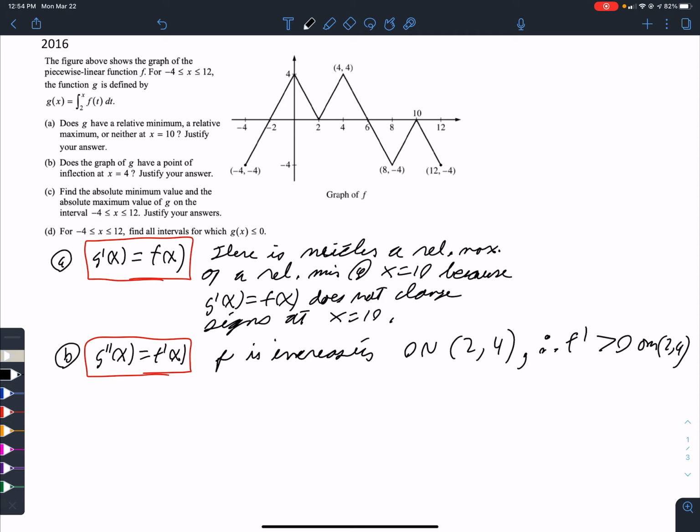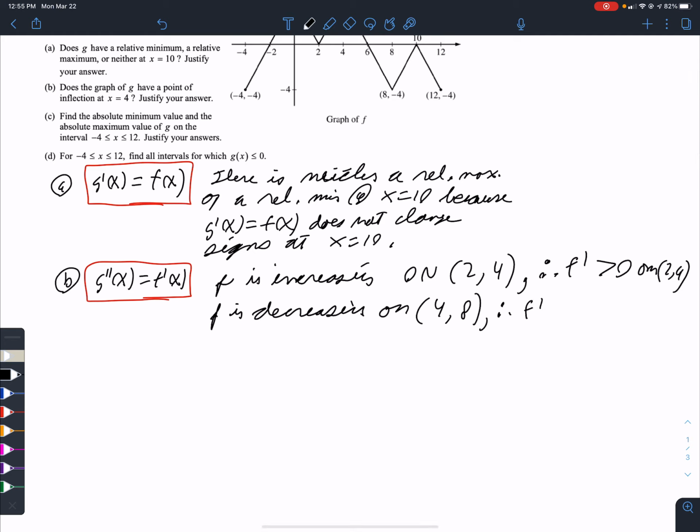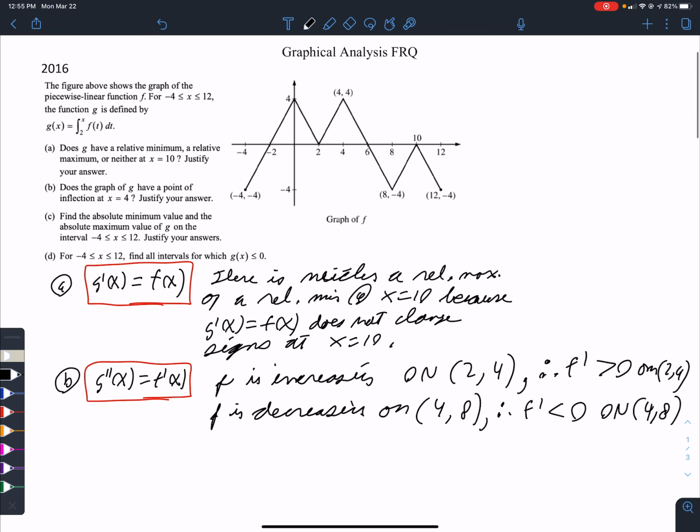Okay? And then let's look at what's going on from 4 to 8. F is decreasing, so I'm going to do the same logic here. F is decreasing on the interval from 4 to 8, right? Therefore, its derivative would be negative on 4 to 8.